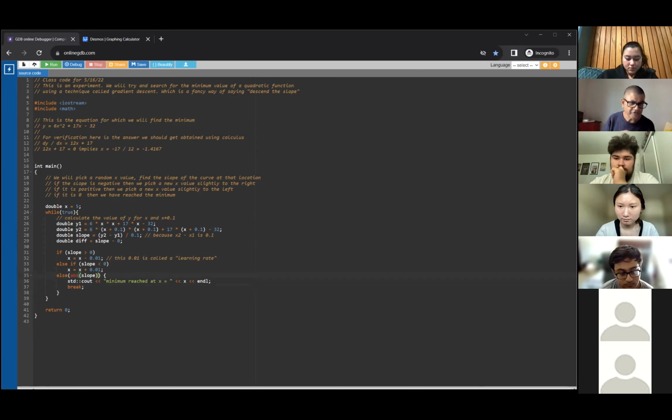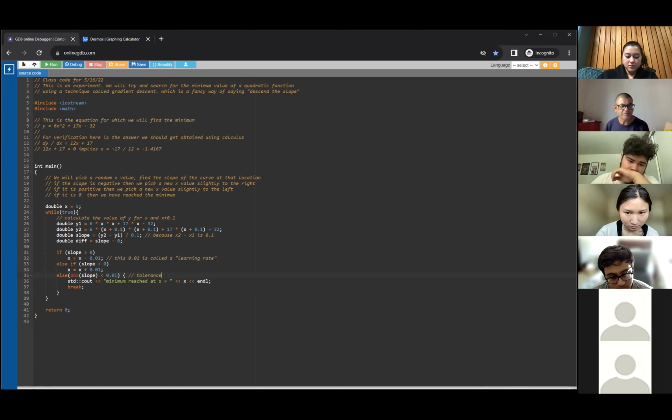If the absolute value of the slope is less than 0.01, so let's say 0.01 for now, that's our tolerance, then our minimum has been reached at x equals. I think that is fine, okay? Yeah, our tolerance is 0.01.